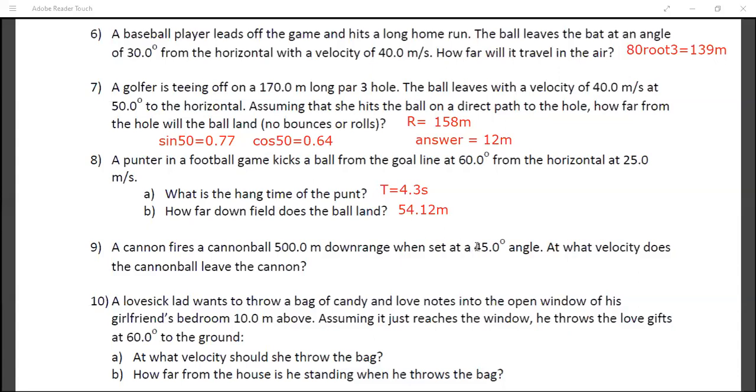Okay, so for the ninth question, again 45 degrees is directly specified. You can save your time. Directly apply u square by g. You will get the answer as something around 70.7 meter per second.